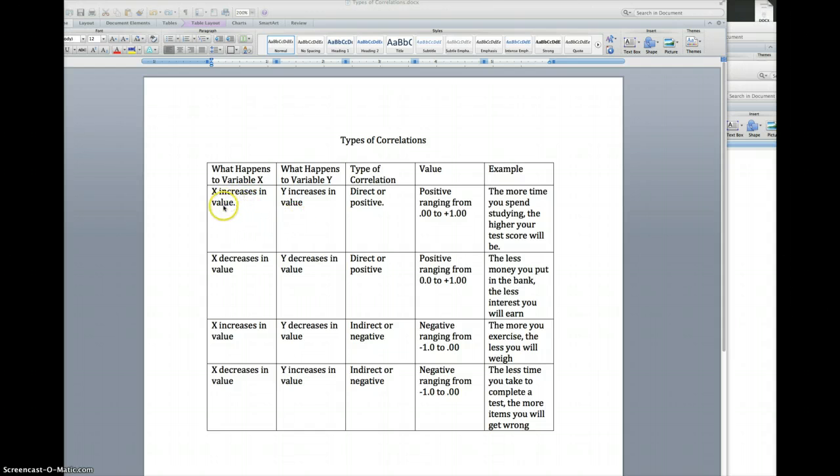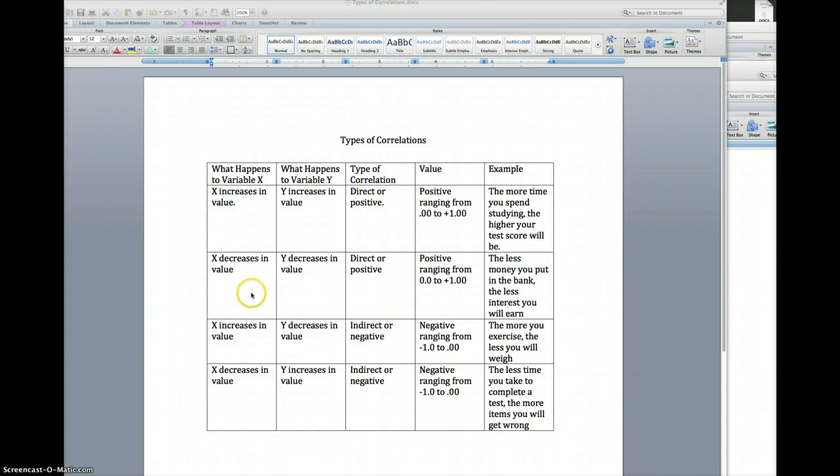Basically, this is just an overview of what will happen with the relationship. So for example, if x increases in value and y increases in value, then obviously we're going to have a positive or a direct relationship or correlation. Let's call it a correlation. And you should see a value ranging from 0 to 1.0. An example of that is, in this case, the more time you spend studying, the higher your test score will be.